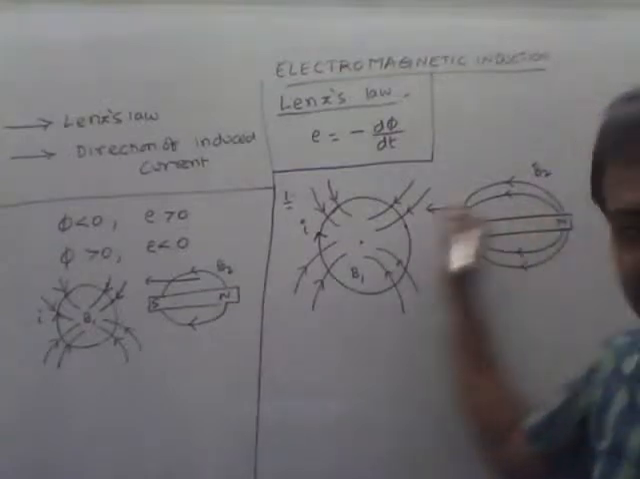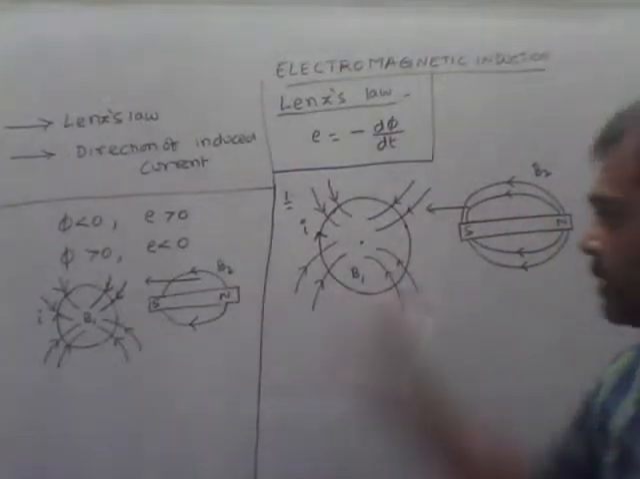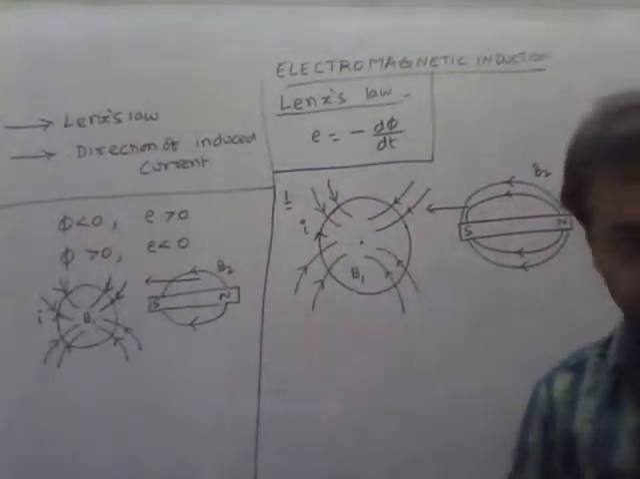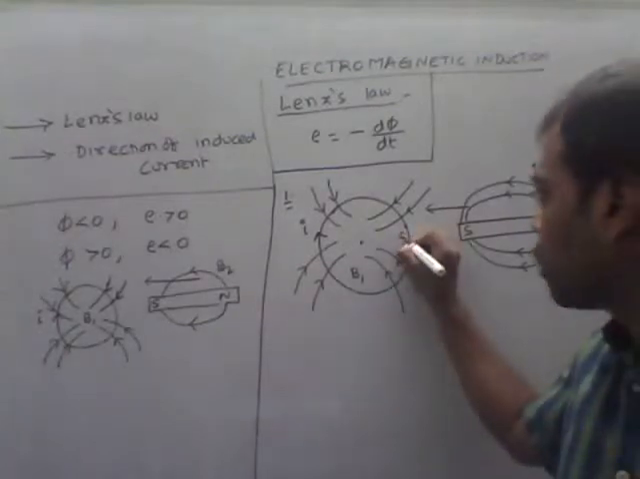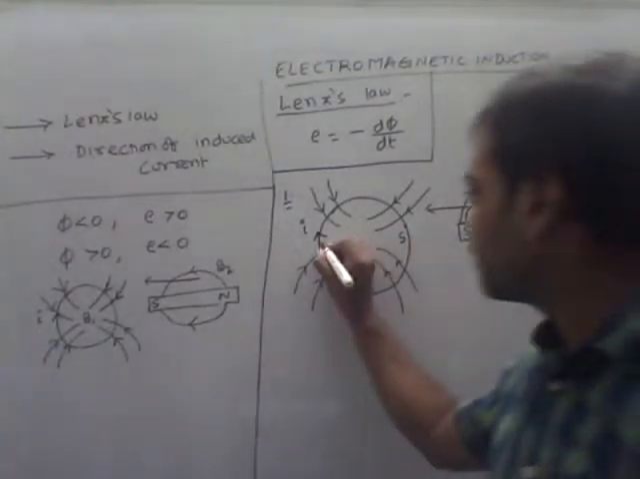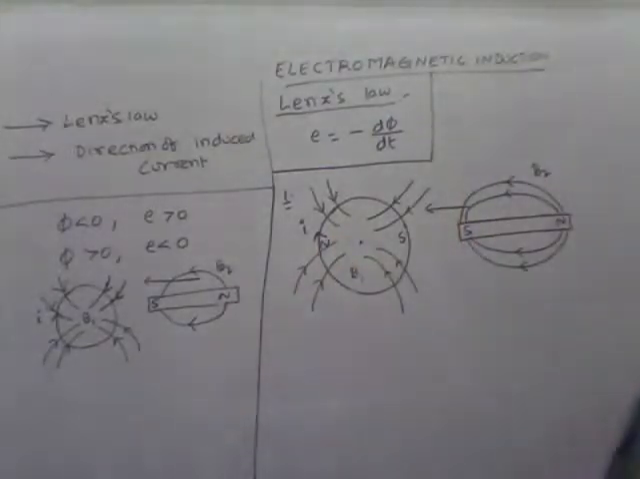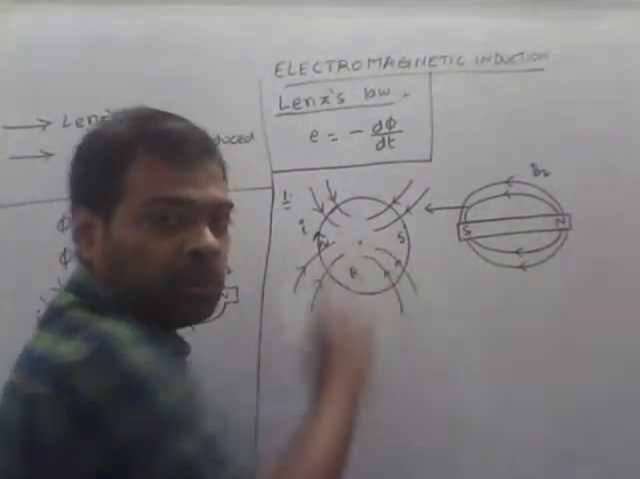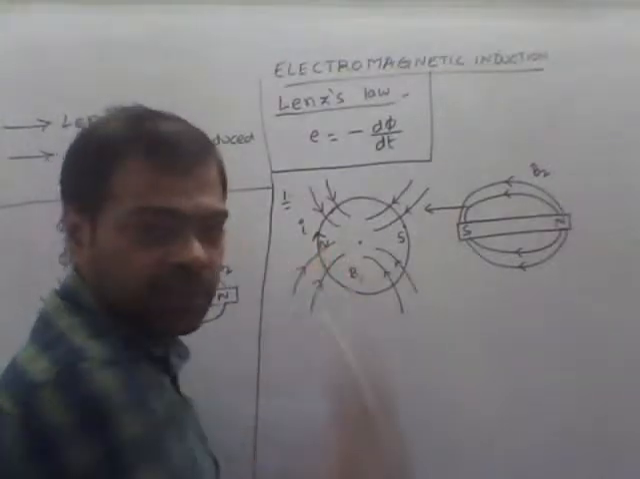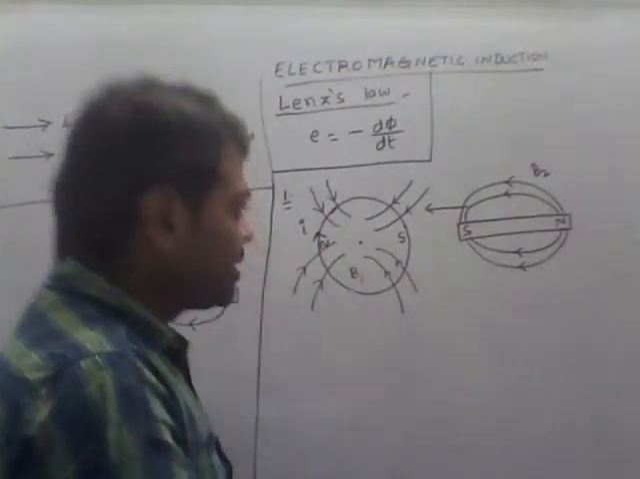Whenever the magnet is approaching, what will happen? The coil must repel it. The coil must repel means here there should be a South Pole and here there should be a North Pole.